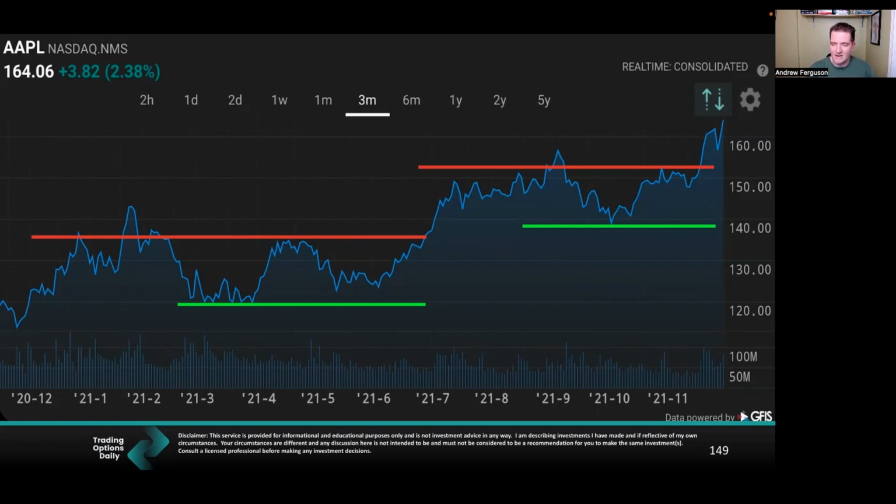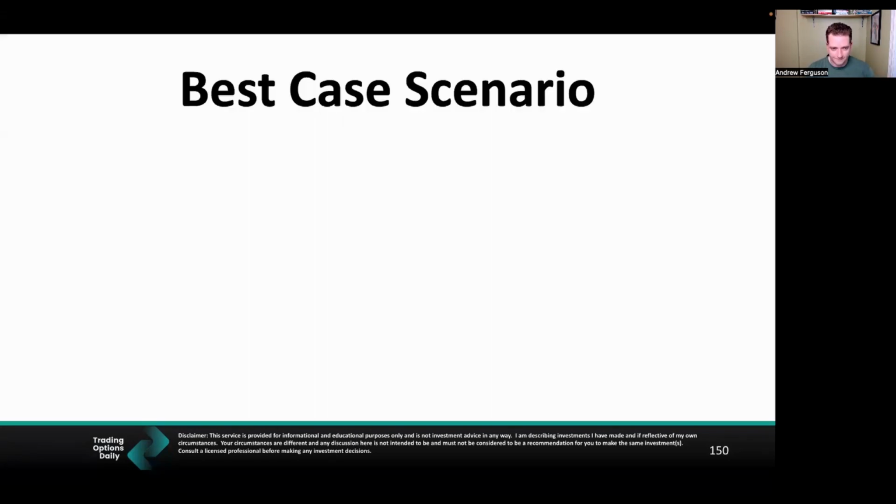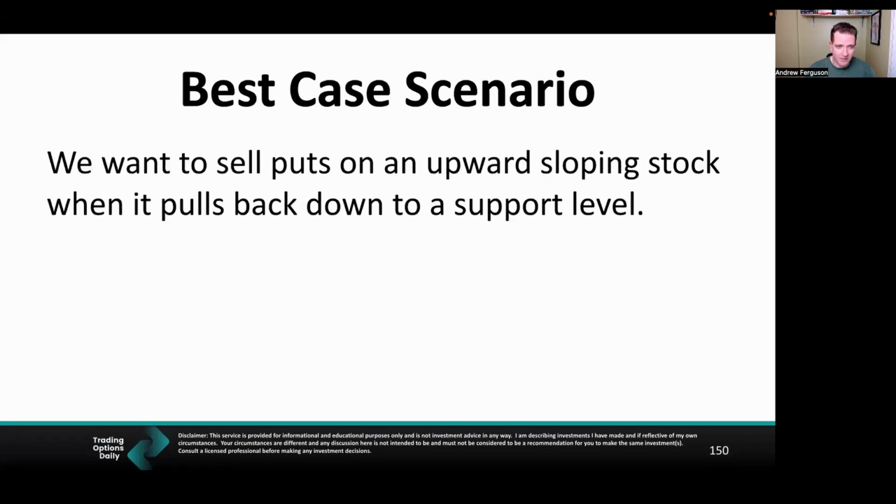Those are important to know because you can identify areas where the stock is likely to move through or not move through. So our best case scenario, again, as option put sellers, naked puts here, baby, naked puts. We want to sell puts on an upward sloping stock when it pulls back down to a support level. What I mean by that?